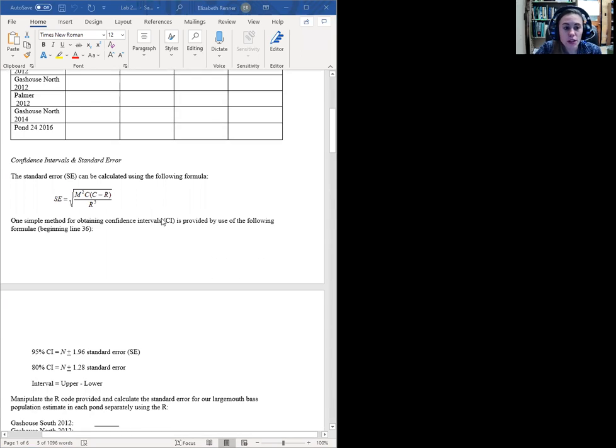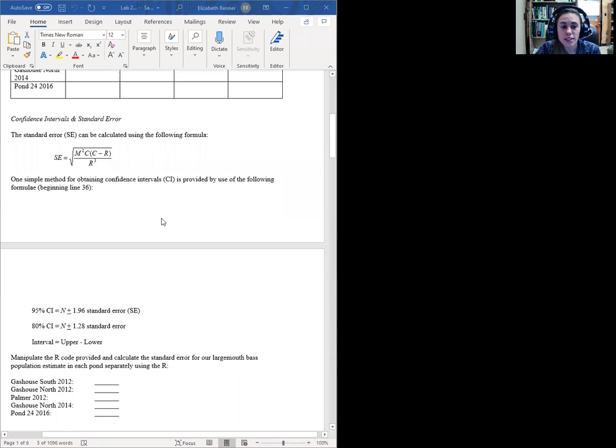So next up, we're going to be talking once again, we touched on it a little bit last lab, about confidence intervals and standard error. The standard error can be calculated using the following formula, where standard error equals the square root of M squared times C minus R, all over R squared.